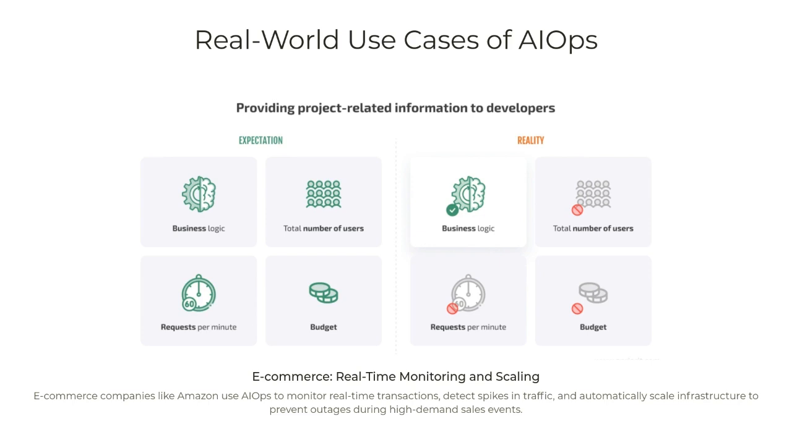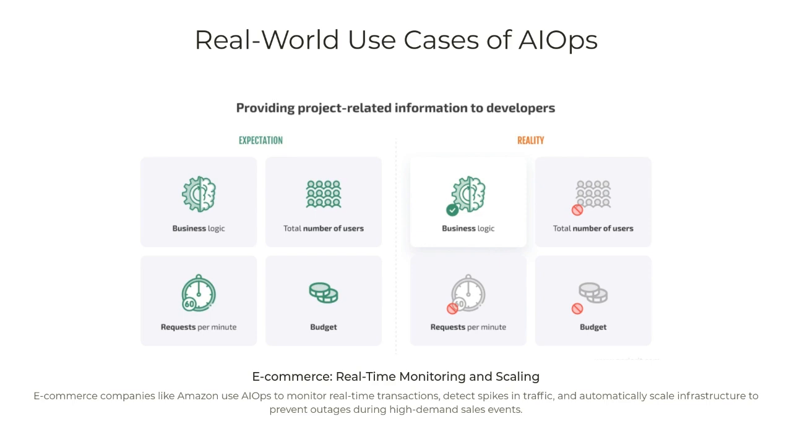AI Ops helps Amazon monitor real-time transactions, detect traffic spikes, and automatically scale their infrastructure to prevent outages. For instance, if there's a sudden surge in users, AI Ops can instantly spin up additional resources to handle the load, keeping the system running smoothly and avoiding downtime. What's interesting here is that while developers might expect to get all the project-related information, like total users or requests per minute, right away, reality often paints a different picture. AI Ops steps in to close that gap, ensuring that even if all data isn't immediately available, the system adapts in real time to maintain stability.